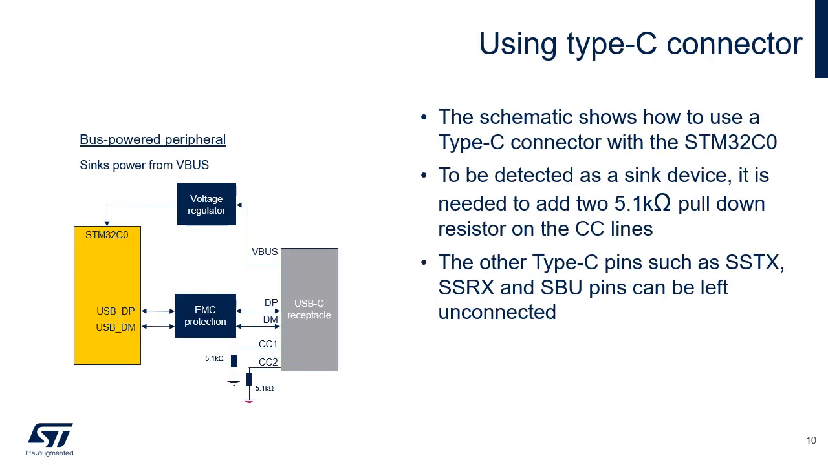This slide shows an application example of a USB high-speed peripheral connected to a USB Type-C connector. Power is supplied through the USB V-bus signal, and two 5.1 kilo-ohm resistors need to be added to the CC lines.